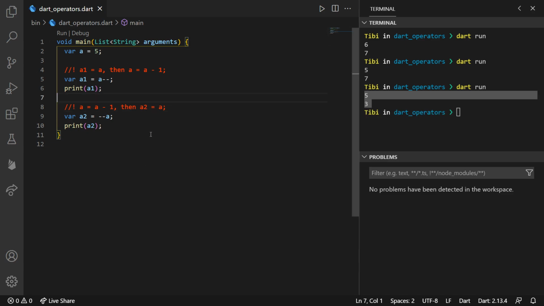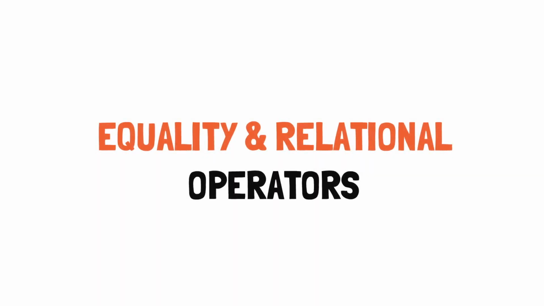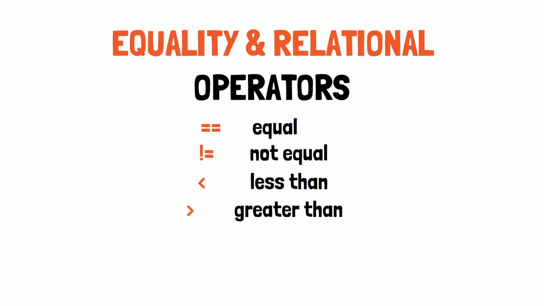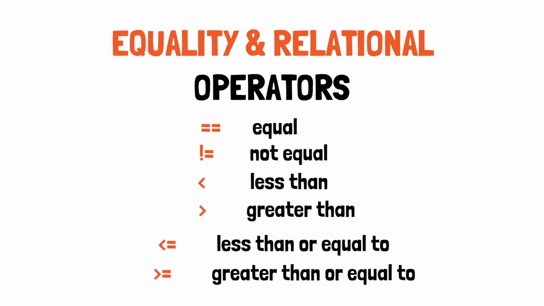It's time to move on to the next category, equality and relational operators. Here's the list of all operators in this category. These are for the equality and these are relational. I'm sure all of you know what greater and less than means when comparing two integers, for example, so I'm not going to get deeply into that.